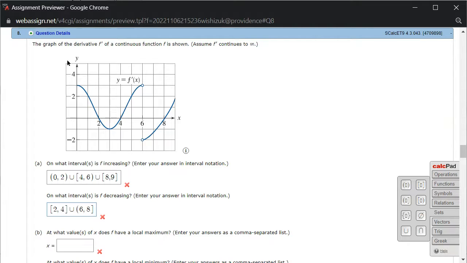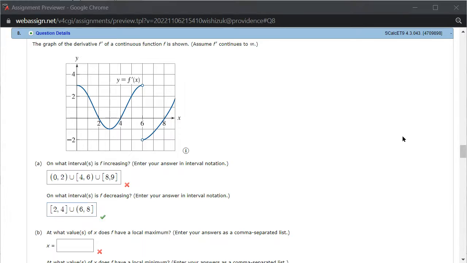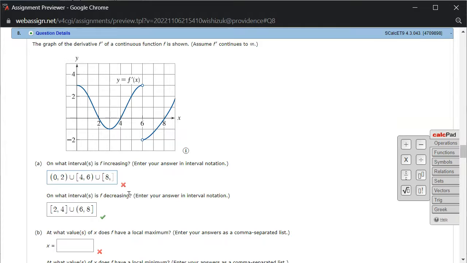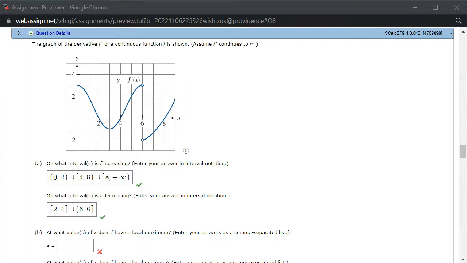All right, let's check the answer. I came back and it looks like I messed it up here. I didn't read this question: assume that f prime continues to infinity. So this actually just goes to positive infinity. Let's check it again. I came back and it looks like we got part A correctly.